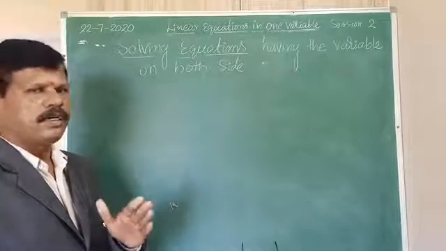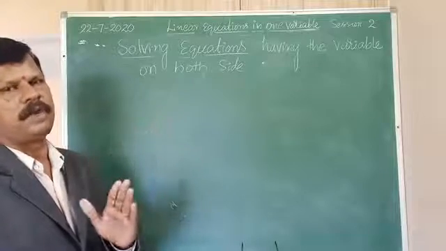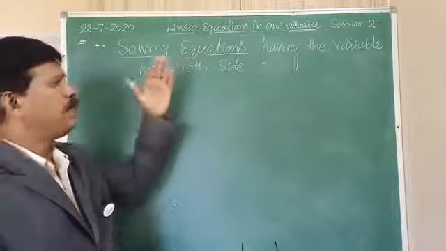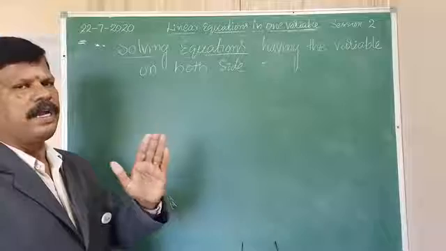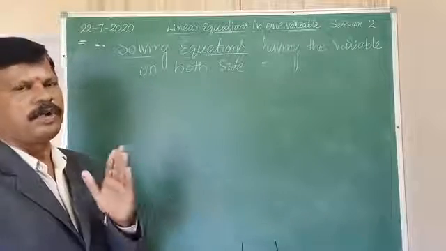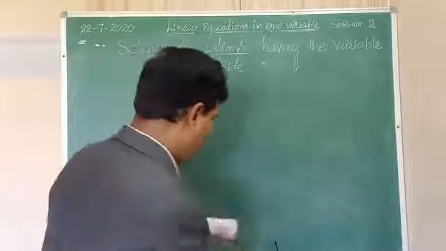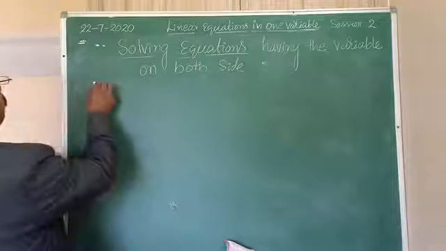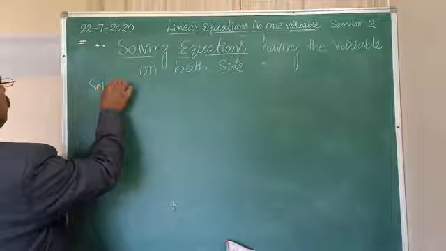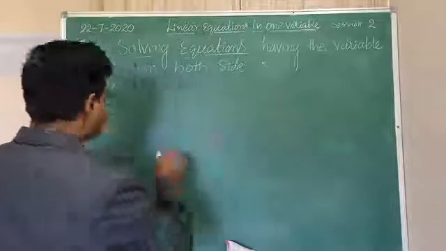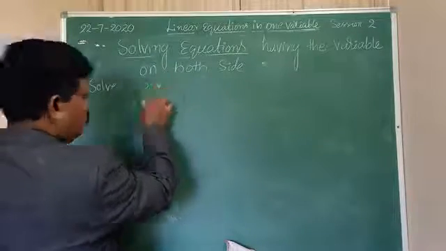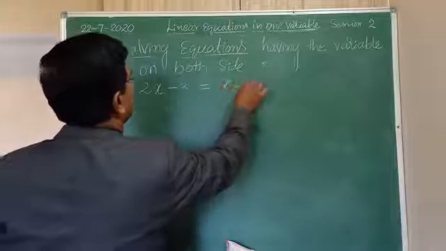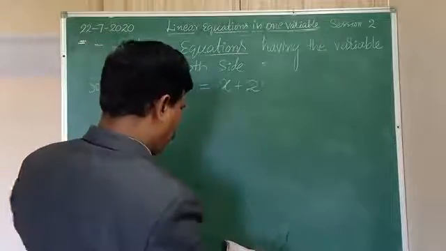That means the terms which do not contain the variable, shift those to the right hand side and variables on the left hand side. And keep it so that the variable should be positive. Always positive. Now I am solving one problem. Just look at this. Solve minus 3 is equal to x plus 2. So this is the problem.